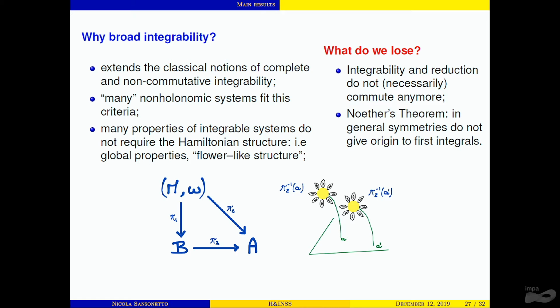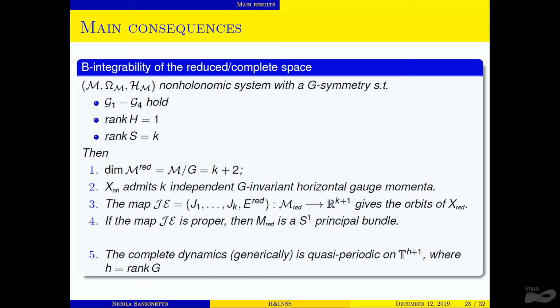And of course, what is here is something for me to remember their properties, nothing important. And what about our systems? I can restate this integrability in the case of reduced spaces. In this way, I have a nonholonomic system. It fulfills the hypothesis of the main theorem. Then we also assume the rank of H is 1. We call k the rank of S. Then we know that the reduced space has dimension k plus 2.